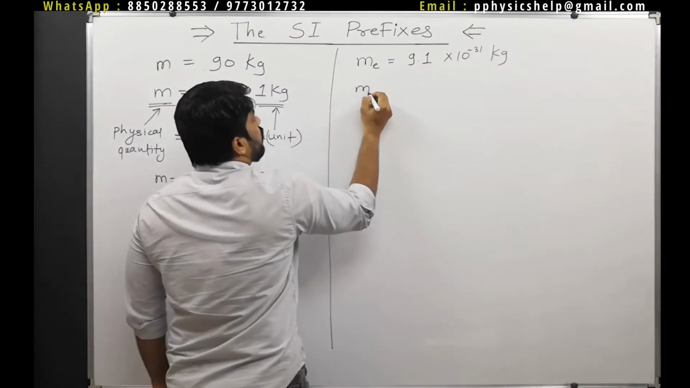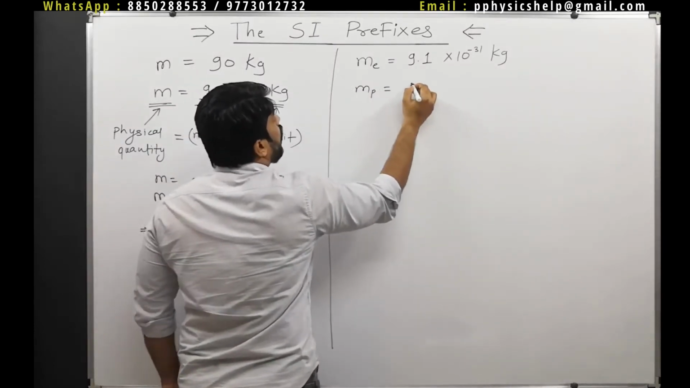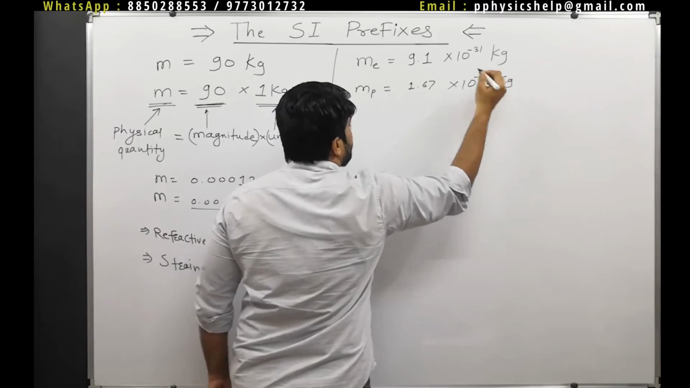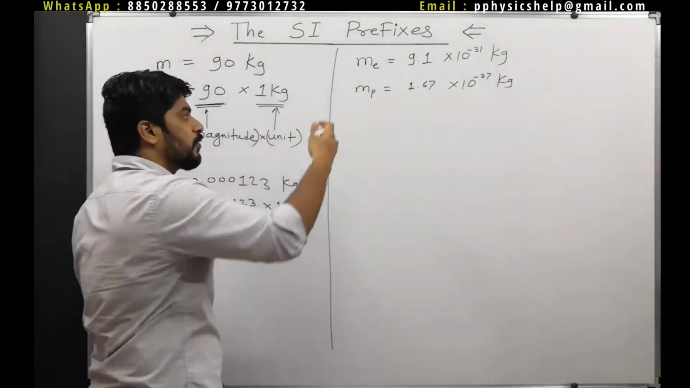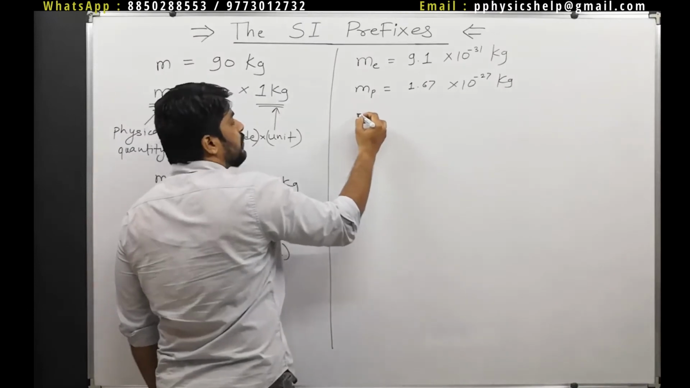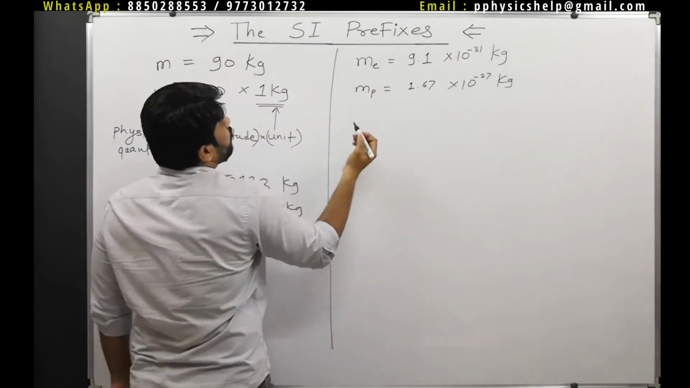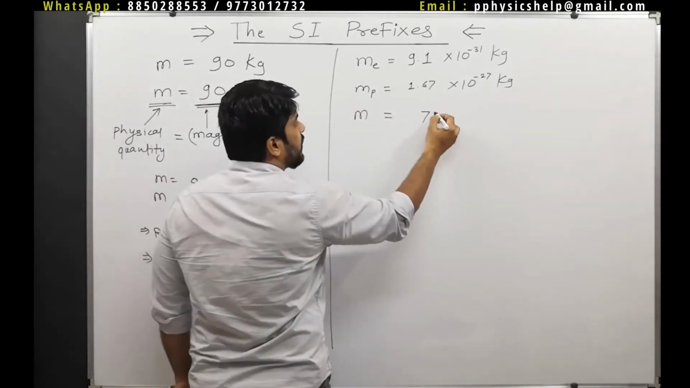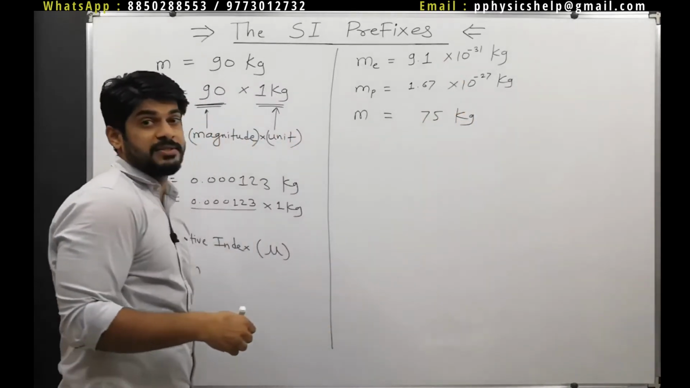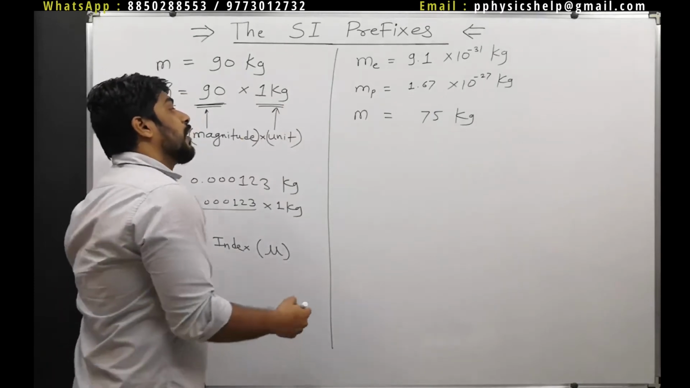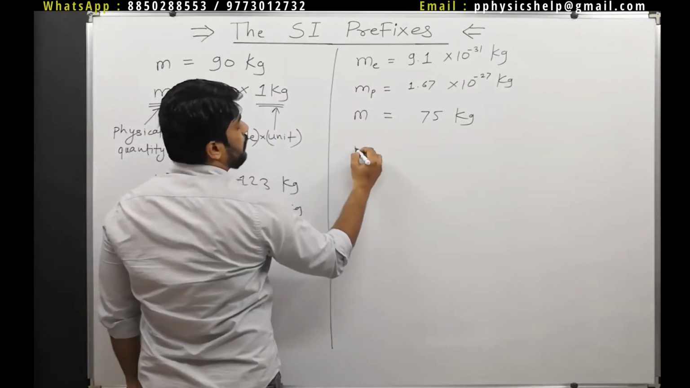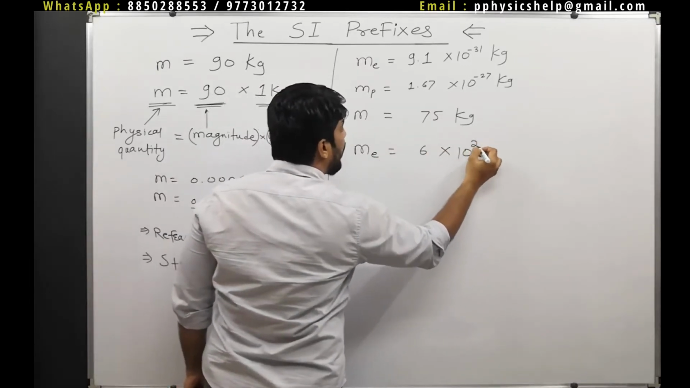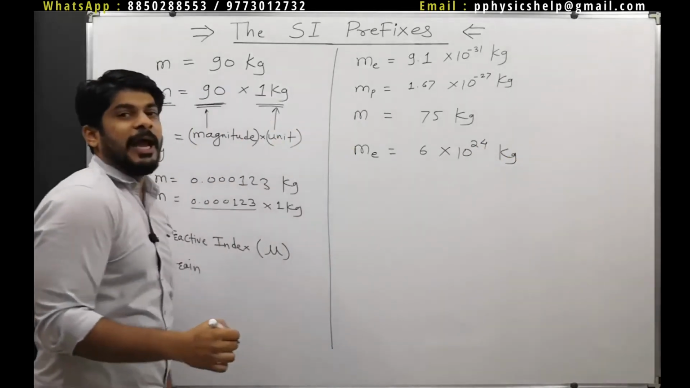Now, the mass of a proton is about 1.67 into 10 raised to minus 27 kg. You can see the difference. Now if I go way ahead, the mass of any human being would be about, on an average, 75 kg. Now you can see how big this is in comparison to these two masses. If I go even further, the mass of the earth is about 6 into 10 raised to 24 kg. Just imagine that.